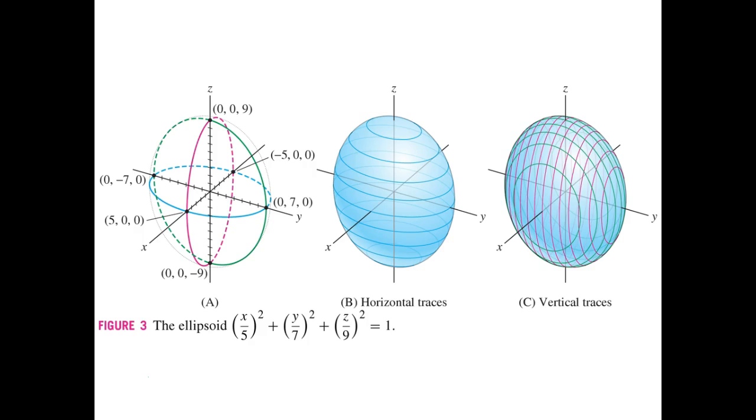Z. And how far up and down does Z go? Yes, from -9 to +9. So 0, 0, -9 is on that. 0, 0, +9. From x is 0, y is 0, Z has to be equal to 9, or -9. So -9 over 9 is -1 squared is 1. Okay? So yeah, those points have to be on there.